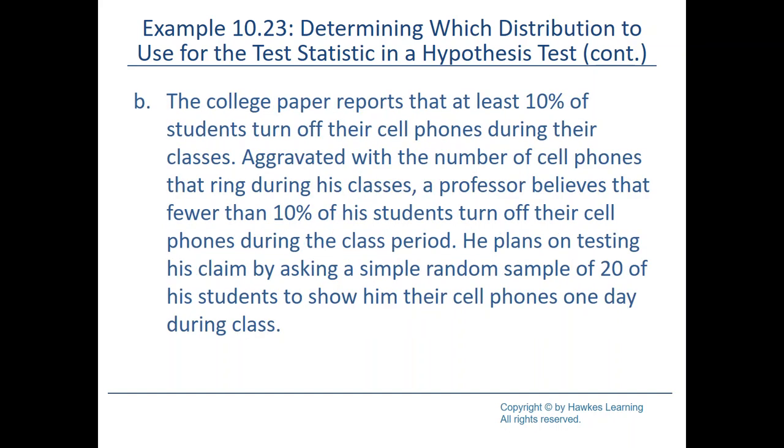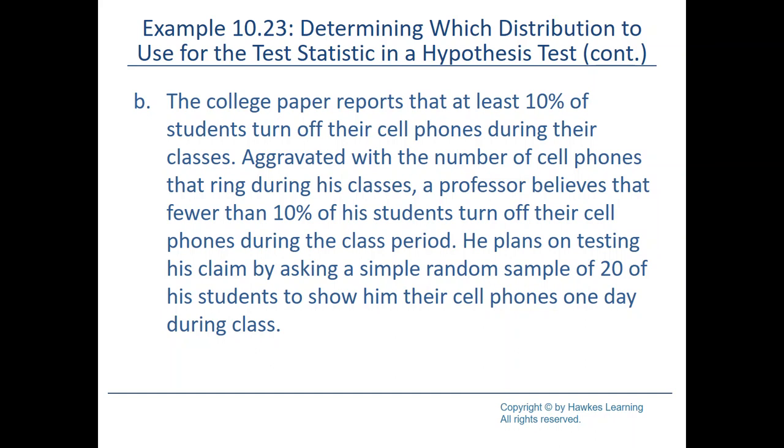So let's read this one and see, can we test the claim or not? A college paper reports that at least 10% of students turn off their cell phones during classes. Now, aggravated with the number of cell phones that ring during his class, a professor believes that it's actually fewer than 10% of his students turn off their cell phones during class. And he plans to test his claim by asking a simple random sample of 20 of his students to show their cell phones to him on one day during his class.